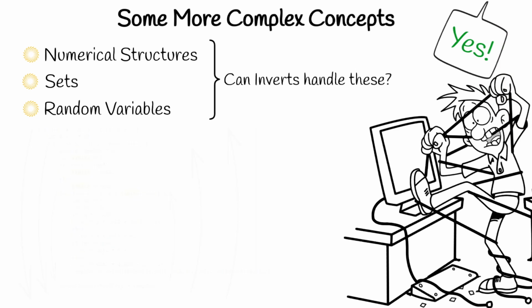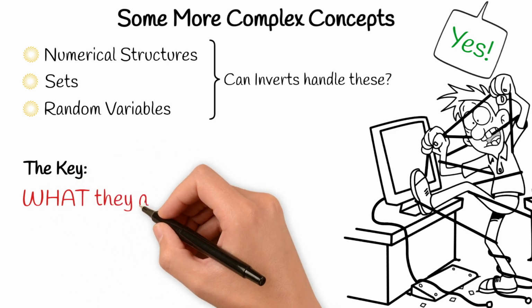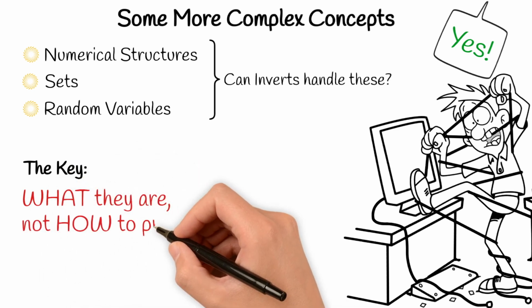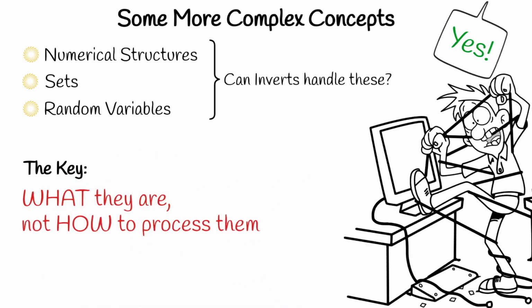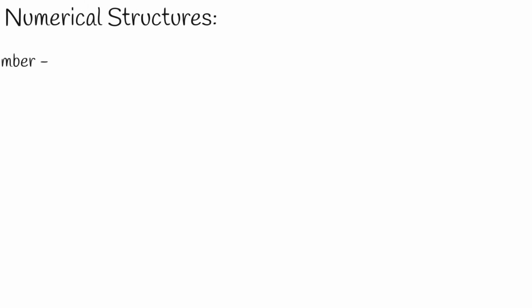The key to it is to start thinking in terms of what they are and not how to process them. Starting to sound familiar? We want to focus here on whether something is a singleton or a set. It's not quite as simple as it seems. Let's take a closer look. We'll start with numerical structures. Here are some simple examples.